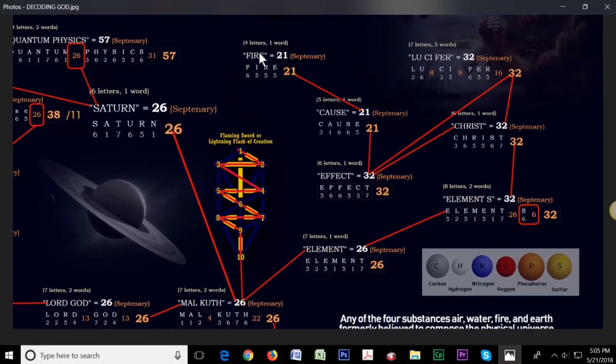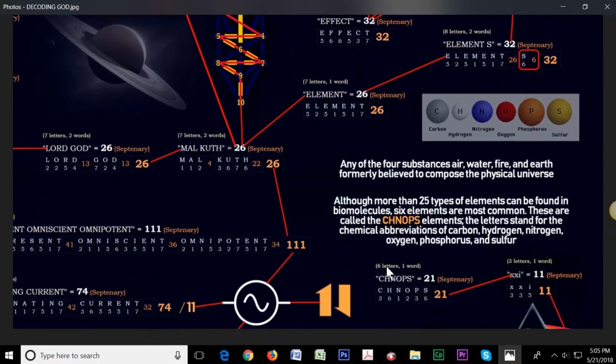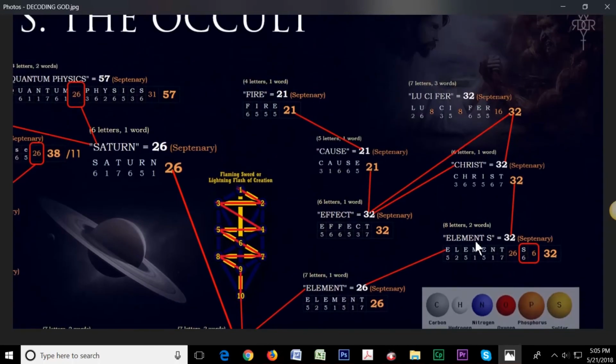And what do we say 21 was? Fire, the beginning of everything. 21 is the world card, the creation, the top of the major arcana. Just so happens all the elements equal the number 21. Quite fascinating there. Cause equals the number 21. What is fire? Fire is the cause of everything. And what's the effect? Effect is the number 32. Cause is the 21. Effect is the 32.